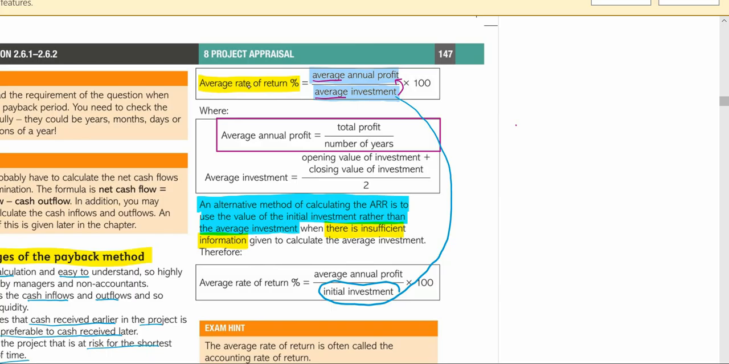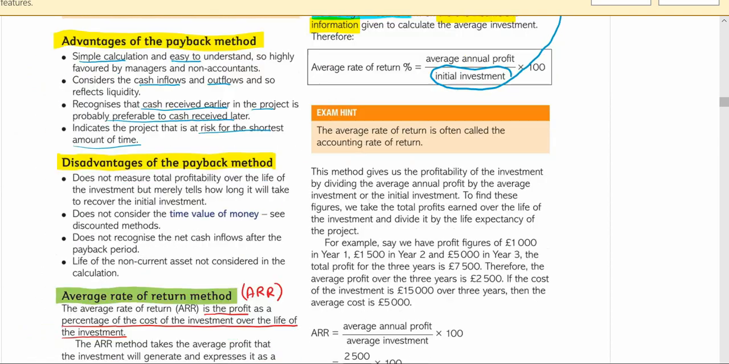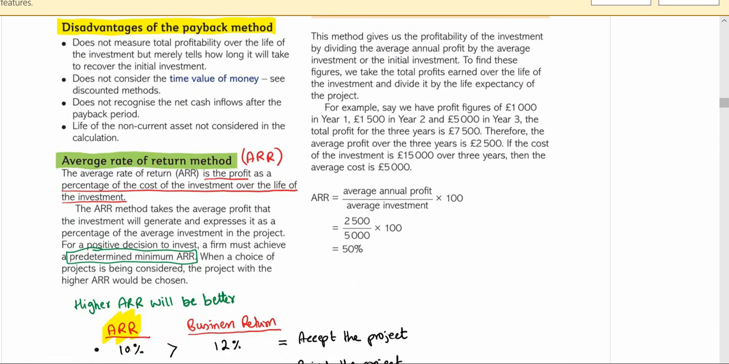And this average rate of return is also called the accounting rate of return.